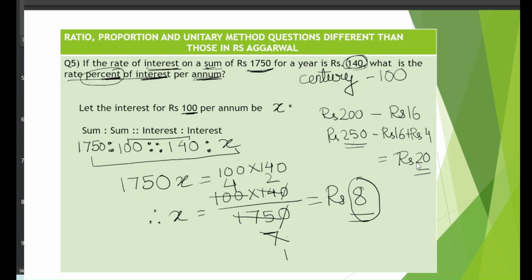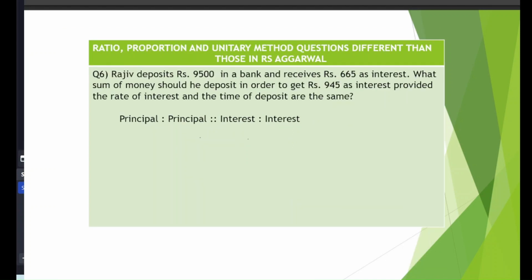Okay, let's move to another question of similar kind. Let's start with another question. The question says, Rajiv deposits rupees 9,500 in a bank and receives rupees 665 as interest, like we had discussed in the previous question. What sum of money should he deposit in order to get rupees 945 as interest, provided the rate of interest and the time of deposit are the same?